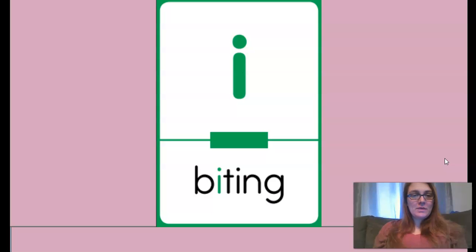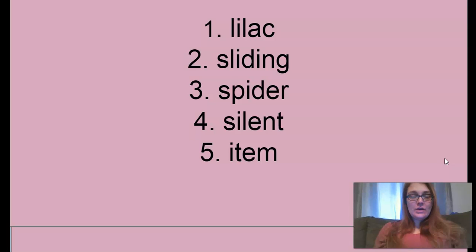Okay, and our other spelling was with the single I, like in biting. This is a much larger power bar, so it's a more common spelling that you will see. And if you notice this biting, like in our other long vowel sounds, which is a single vowel or single letter, it's at the end of the first syllable. Biting. That's why it's a long I sound. Okay, some words with that I spelling: lilac, siding, spider, silent, and item.